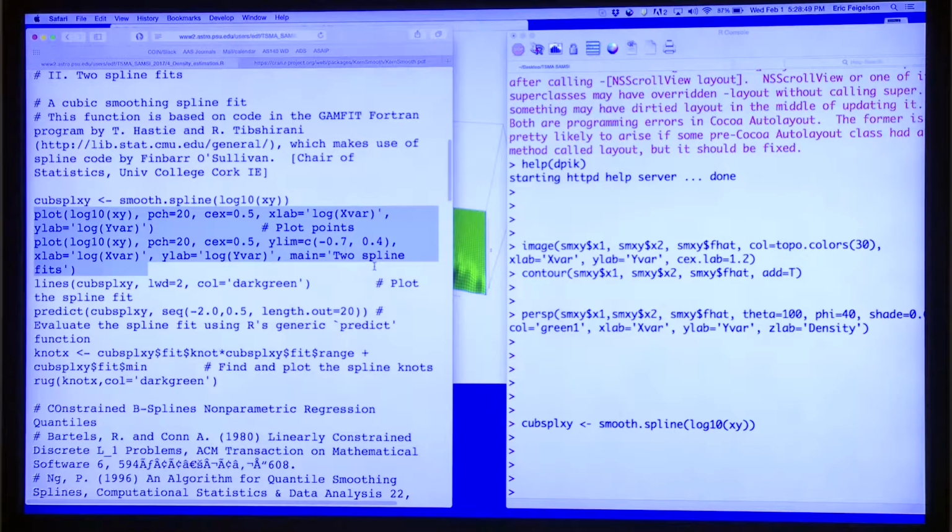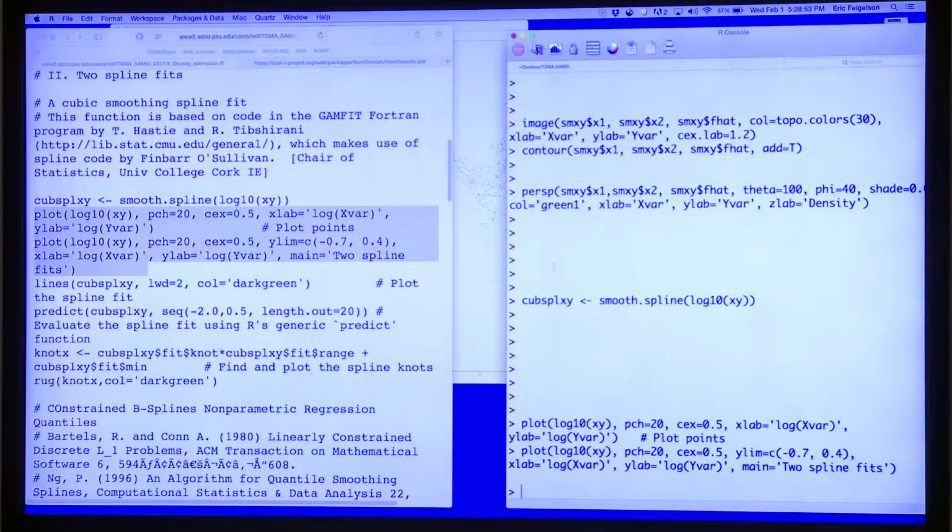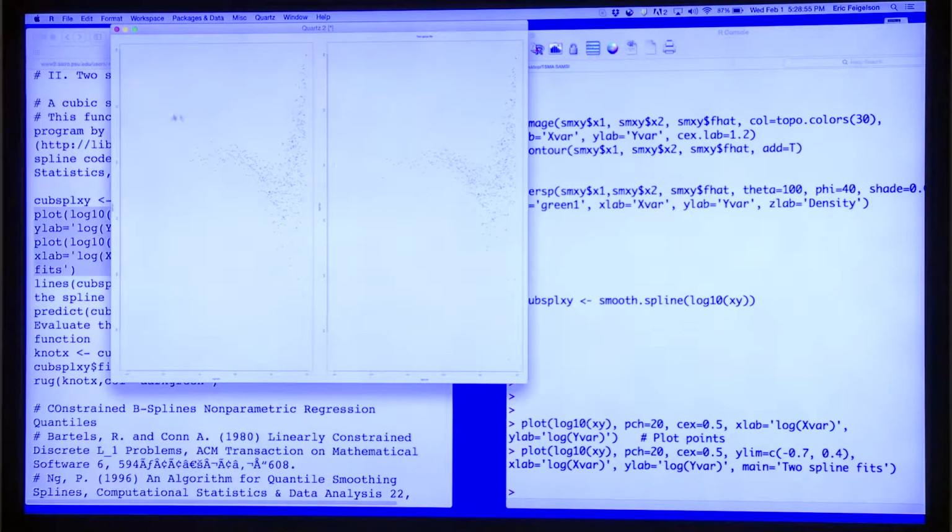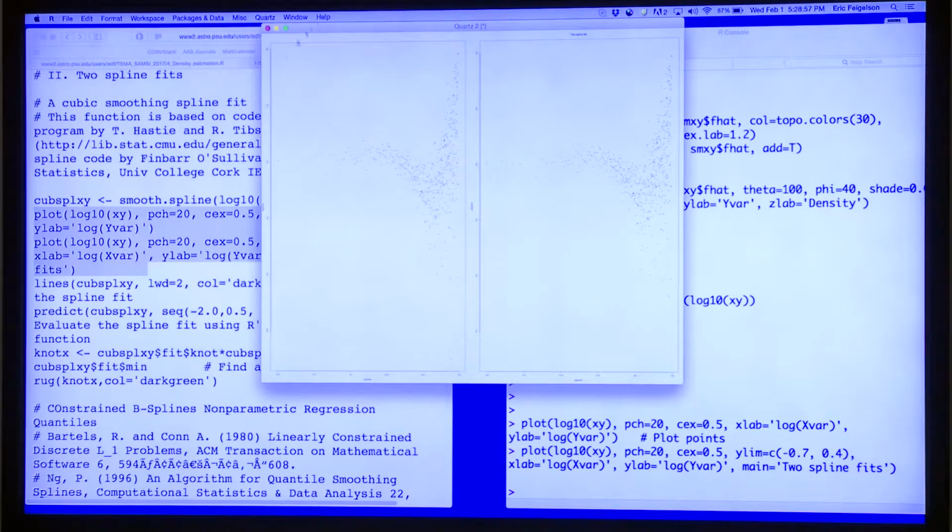That's funny. I have it there twice. I wonder why. Okay, there are the data points. Oh, I see. I did put it there twice. That's odd.